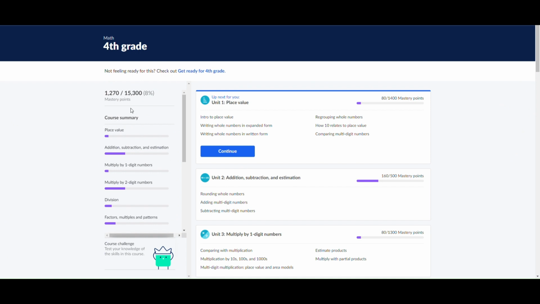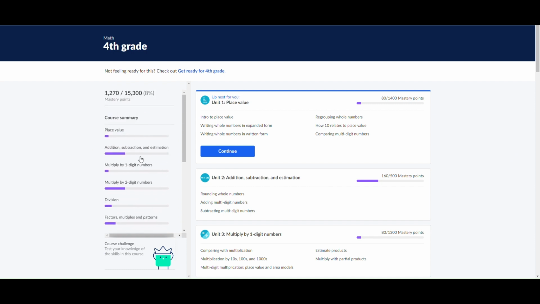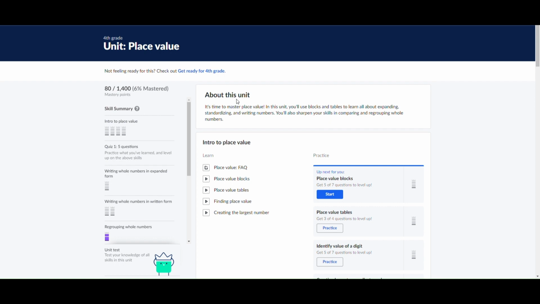All right, so here we are for place value, and this is the course summary. We have place value, we have addition, subtraction, and estimation. Let's start out with place value and see. So we're going to come over here, do place value, and you can see all of this content right here.